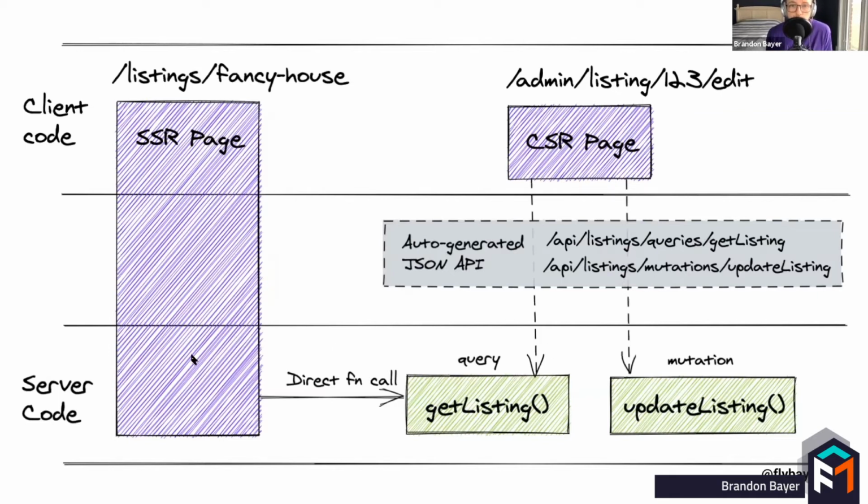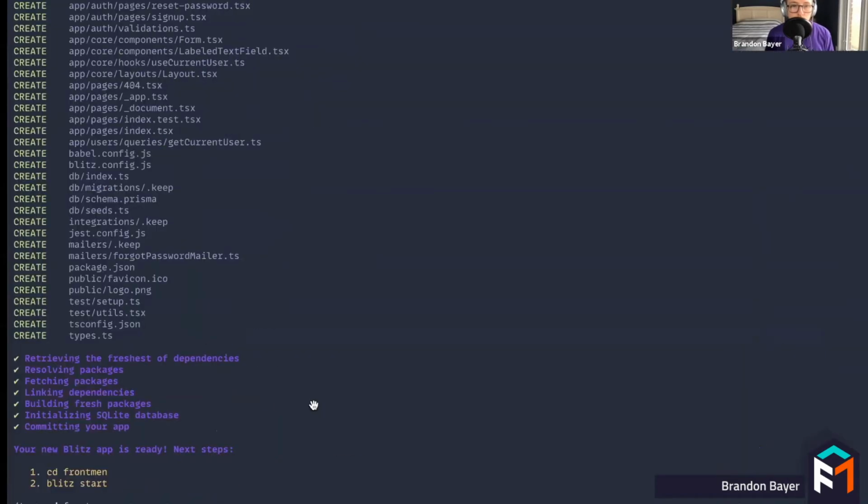And this also demonstrates that the same query you can import into your server-side rendered page, and you would call that directly in the server code. In this case, there would not be an API call; you would be talking directly to the database through your get listing function. Okay, so now let's dig into what some actual code looks like.